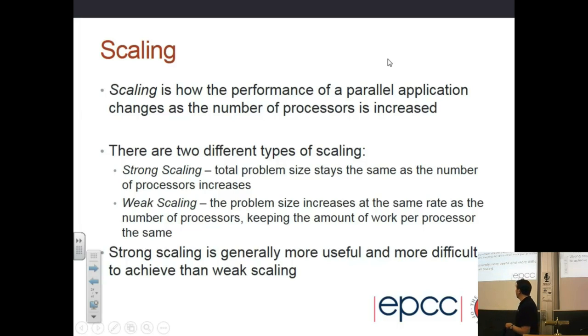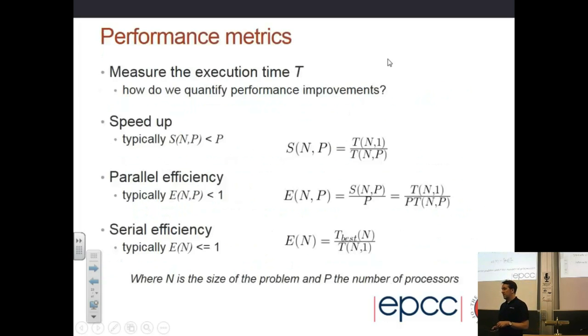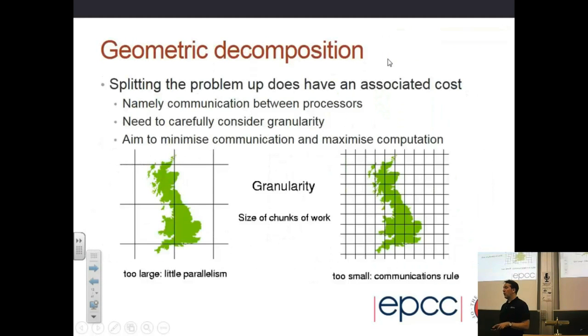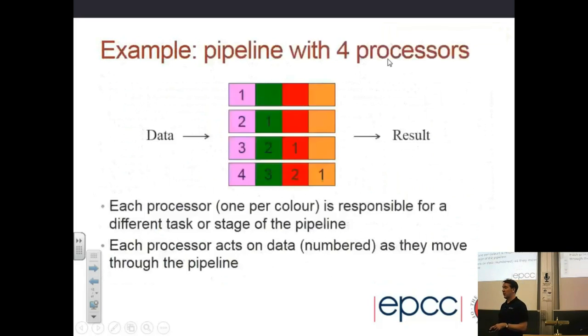So these are called strong and weak scaling. Strong scaling is generally more difficult to achieve. The reason being, this diagram is the one here. Strong scaling corresponds to going from the left to the right. As you get more processors, the amount of work per processor gets smaller, so the overheads get larger, sorry.